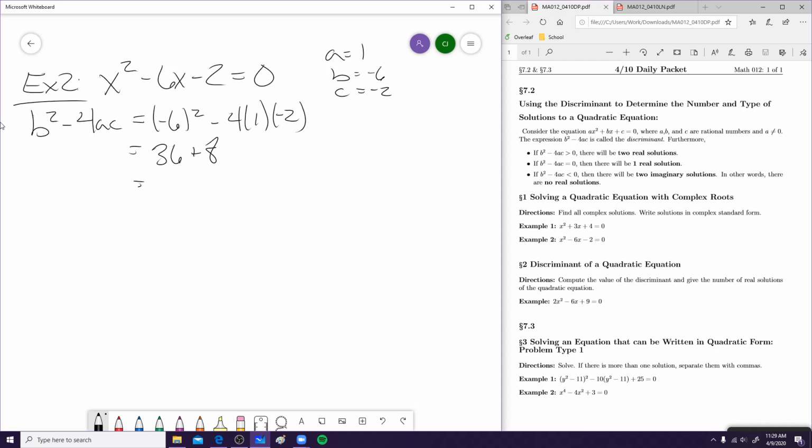Right. And this is 44. Right. 44 is greater than 0. So what does that tell us? That tells us we will have 2 real solutions. But keep in mind, I know it can get a little confusing, but if you look at that chart I gave you guys, real solutions are also complex solutions where b is 0. Right?